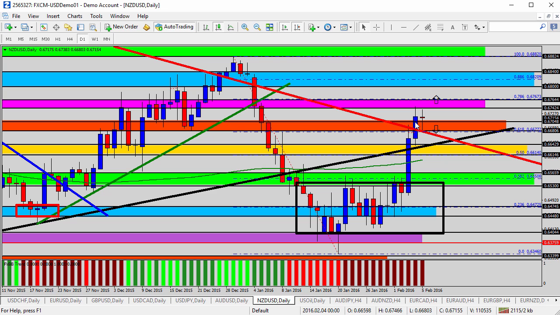So buy low, sell high. If we're going to buy it, we want it to go down. If we're going to sell it, we are looking for clues to reversal from up here at the top for the New Zealand dollar today.